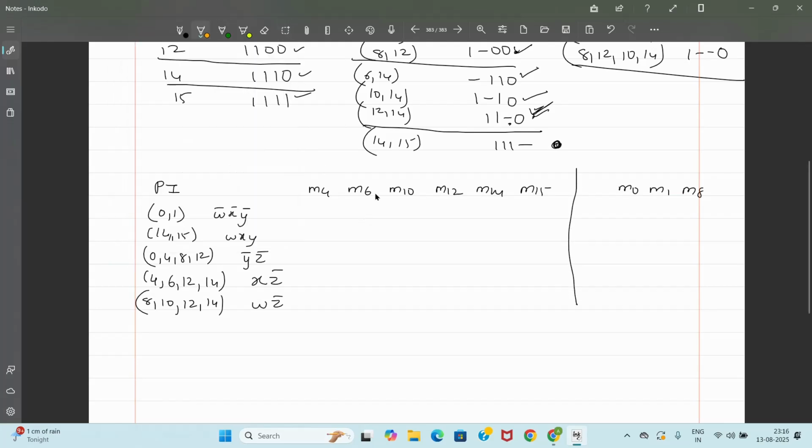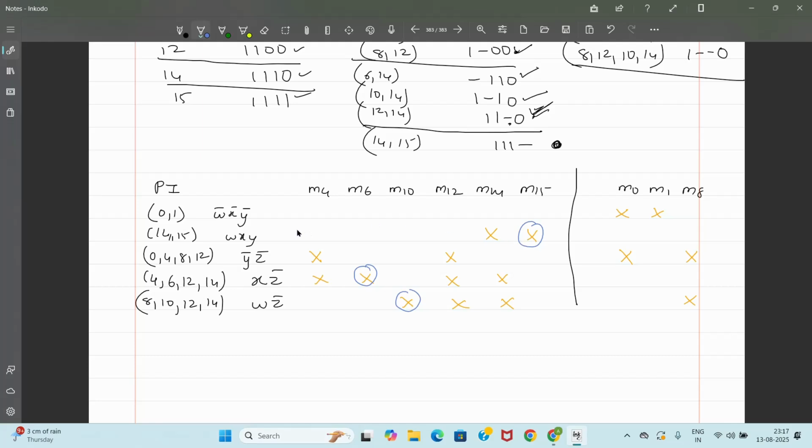So now we'll put X for 0, 1. This is 14 and 15. Then you have 0, 4, 8 and 12. 4, 6, 12, 14. You have 8, 10, 12, 14. So when you circle the single X, it should be only for the minterm table. This, and here. Don't worry about the don't care terms, just ignore them.